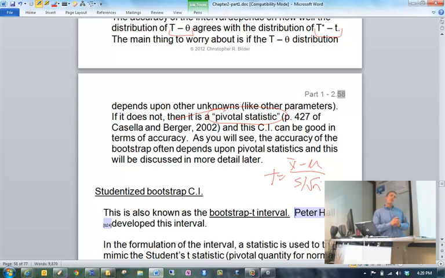Especially if we're in a non-parametric setting though, what's a pivotal statistic? How do you define a pivotal statistic, because you don't have a parametric setting? How do you define unknown parameters?